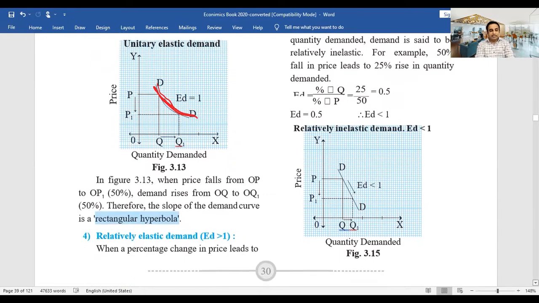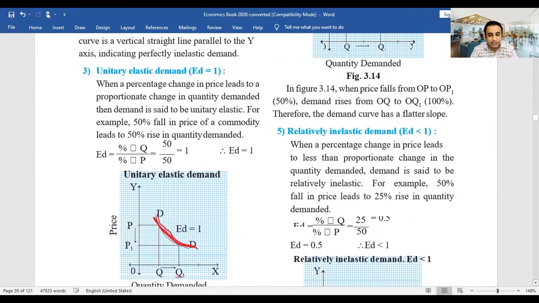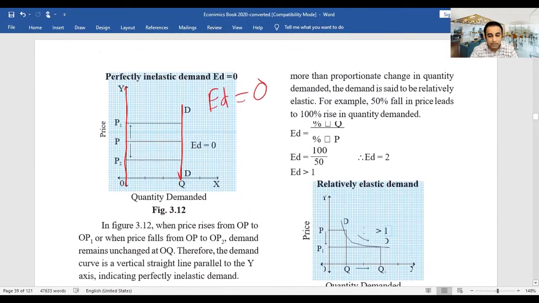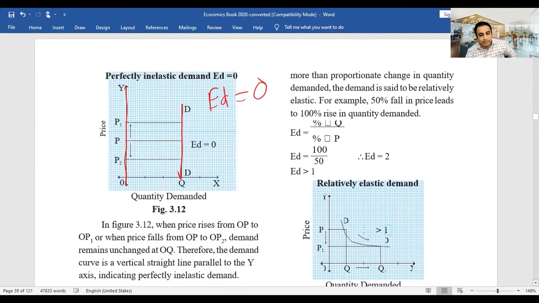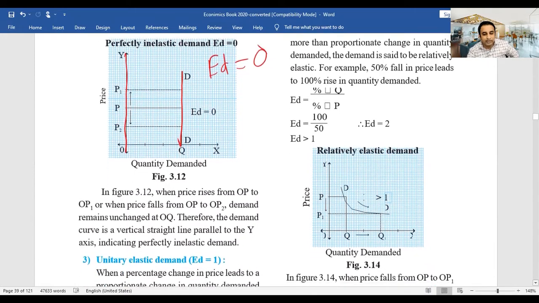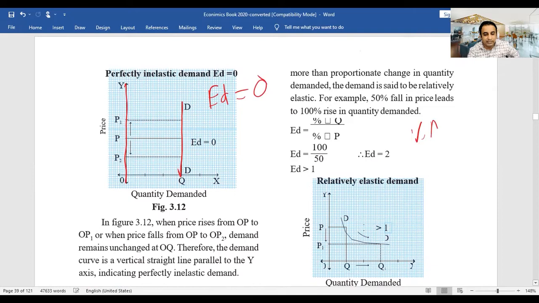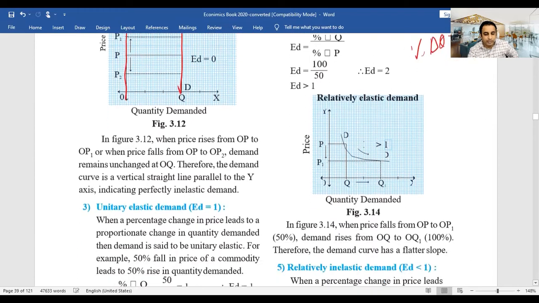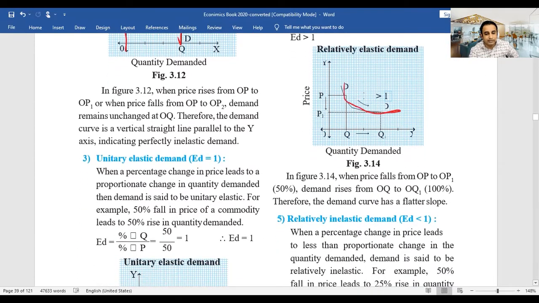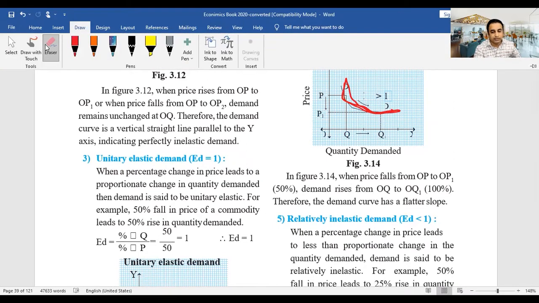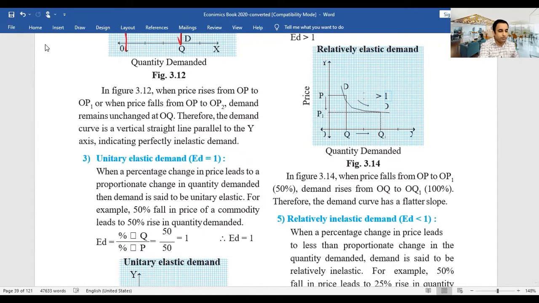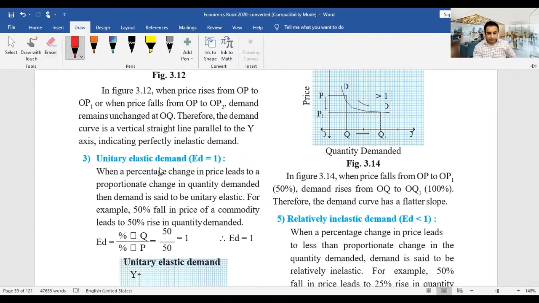Fourth is relatively elastic demand. So when a percentage change in price leads to more than proportionate change in quantity demanded, here demand is relatively elastic. It means that percentage delta Q is more than percentage delta P. So here the demand curve is like this, a flatter kind of demand curve basically. So it's a flatter demand curve which you can observe in the diagram. So here elasticity of demand is greater than 1 but less than infinity.